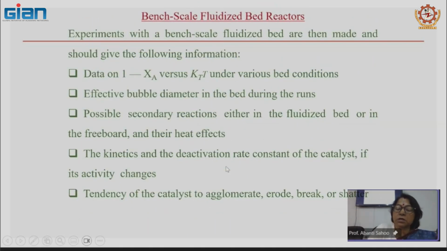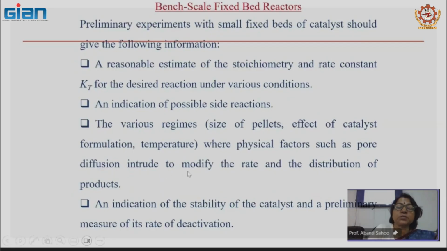and what the physical factors are, such as whether pore diffusion will be there or not. Accordingly, the rate of reactions and the distribution of the product will also change. One should have this knowledge and study all these factors before designing the reactors. Also, whether the catalyst is stable or not, a preliminary measure of the rate, whether the catalyst is deactivating and at what rate it is deactivating. These studies should also be carried out.